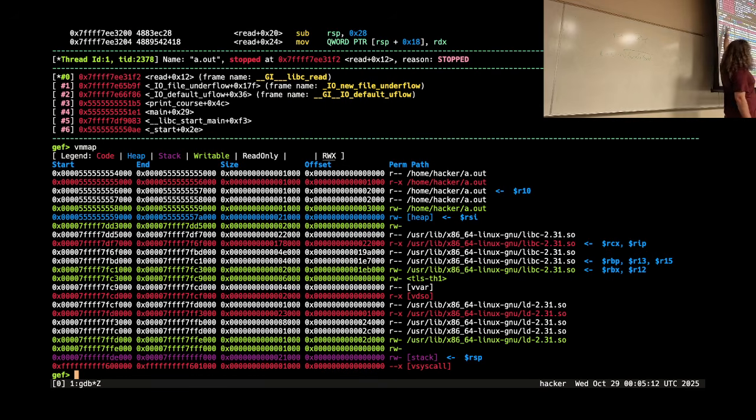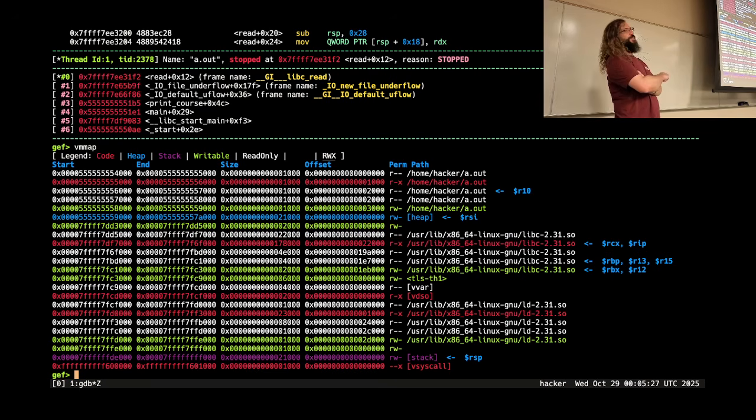So this is PIE, but ASLR is disabled. So how does this 555 get determined? I want to say that's just a de facto standard. I think you can rebase. I don't remember how. In GDB we can set the base, but what if it's not in GDB? This is not in GDB.